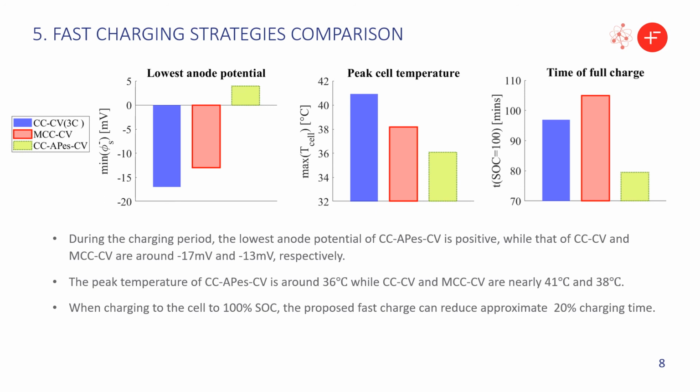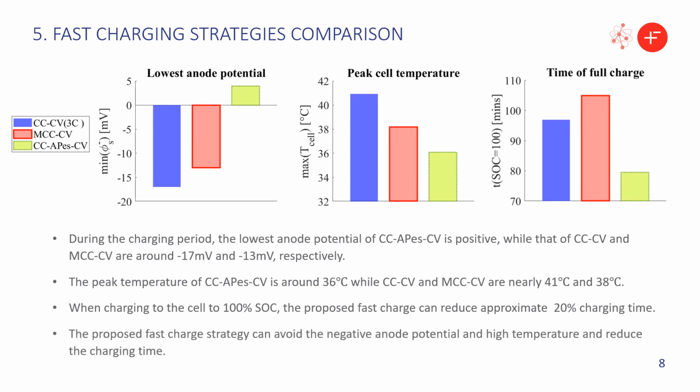So the MCCCV is actually a trade-off between the protection from lithium plating and the charging time. But the CCAPES-CV can reduce the risk of lithium plating and high cell temperature without losing the charging speed. It can reduce approximately 20% of the charging time. So it obtains the best performance of all the three methods.